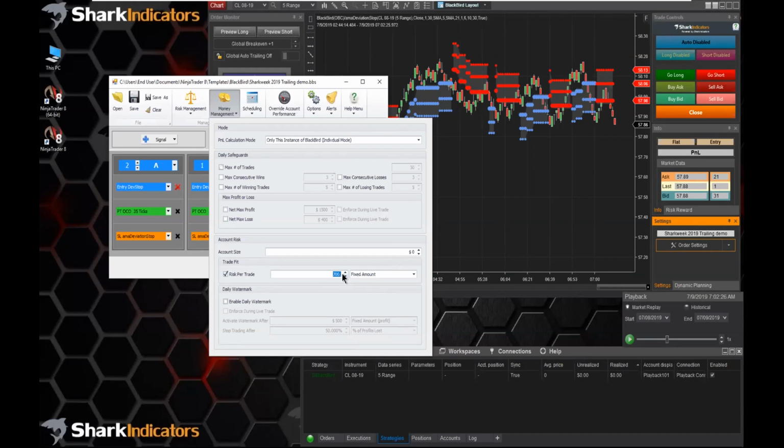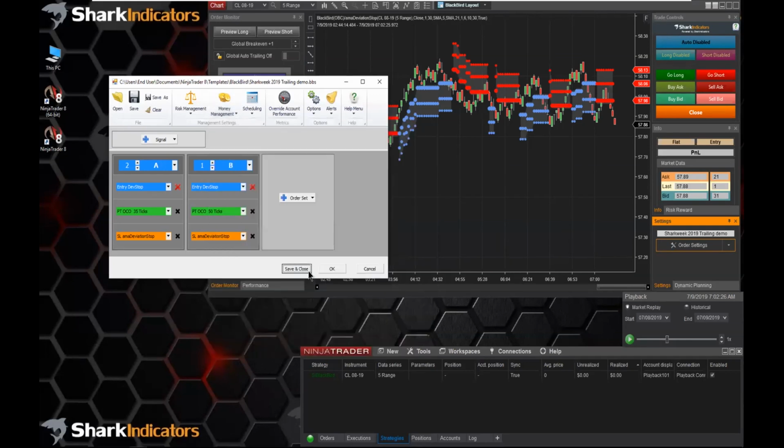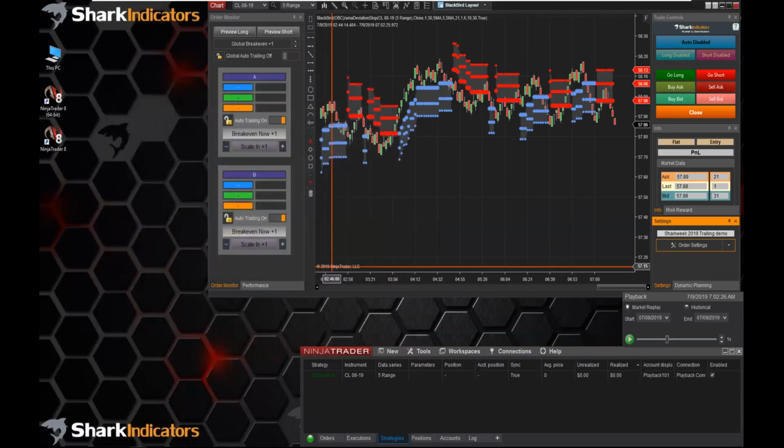What that's telling Blackbird is make sure that my risk for any given trade is kept under $700, right? So a maximum of $700. You can go less, but don't go over it. So, all right, let's get back there.